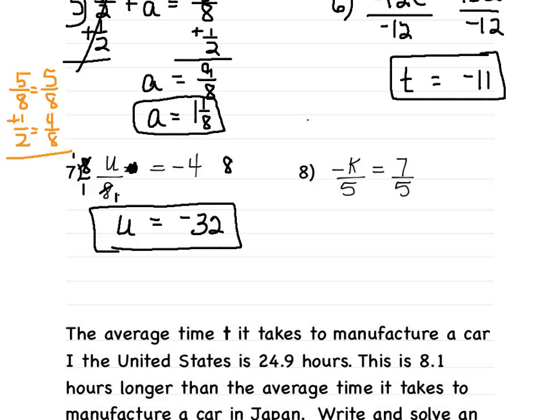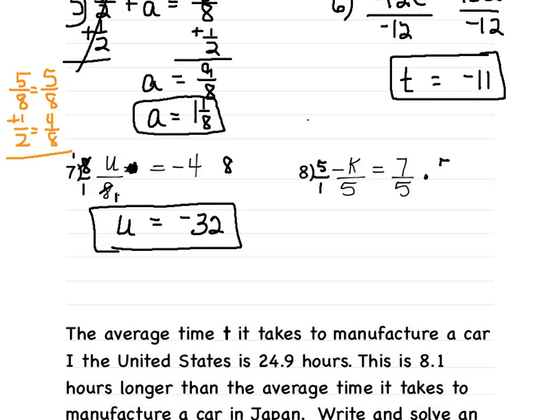All right, here we have negative k over 5 is equal to 7 over 5. We can do this a number of ways. We can solve it as if it were a proportion, but we won't. We're going to solve it as an equation to isolate k. So k is being divided by 5. My first step is to undo the division. So let's multiply by 5 on both sides. And when I say multiply by 5, I mean 5 over 1.